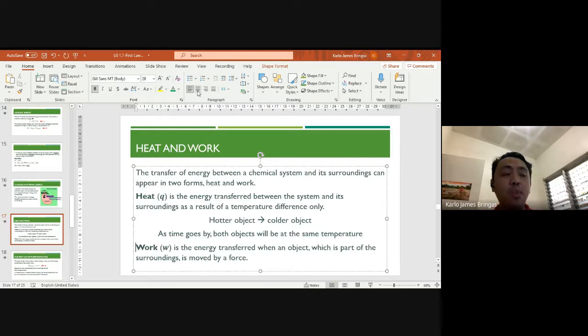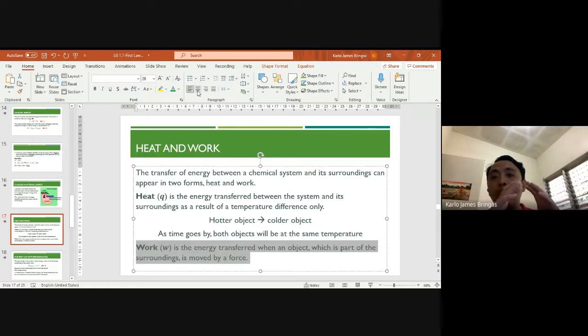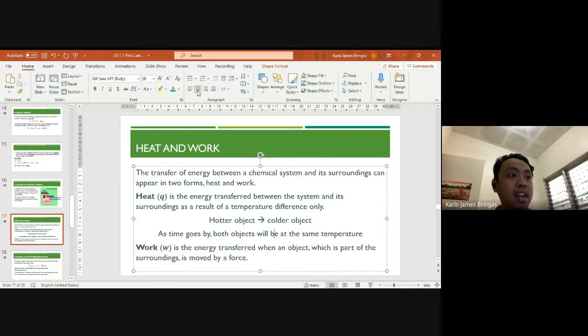Now another way in which the energy can be transferred from the system to the surroundings, or vice versa, is by work. So work here is being defined as the energy transferred when an object, which is part of the surroundings, is moved by a force. So in our daily lives, there are several examples of work that we commonly encounter. So for example, when you blow up your helium balloon, when you add helium to it, so as it expands, the balloon natin, it exerts work and it's pushing against the atmosphere natin. So that's one example of work.